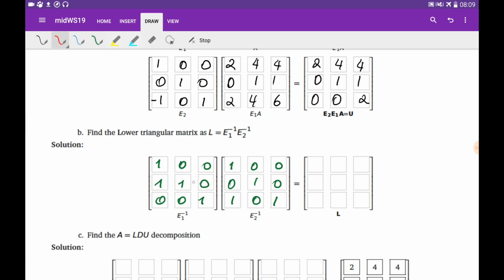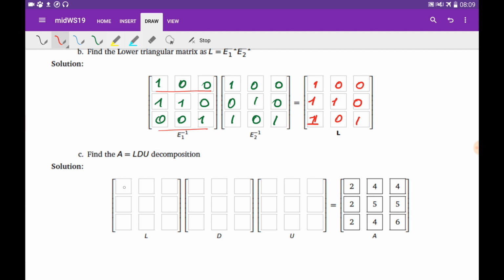It means that I need to copy the first row and the last row as they are. It's going to be 1, 0, 0, 1, 0, 1, and the second row is going to be changed. The second row of this matrix is going to be changed when I multiply the first row and the second row by 1 and add them. It's going to be 1, 1, 0. Basically, I need to add these two rows. So this is going to be the L matrix.